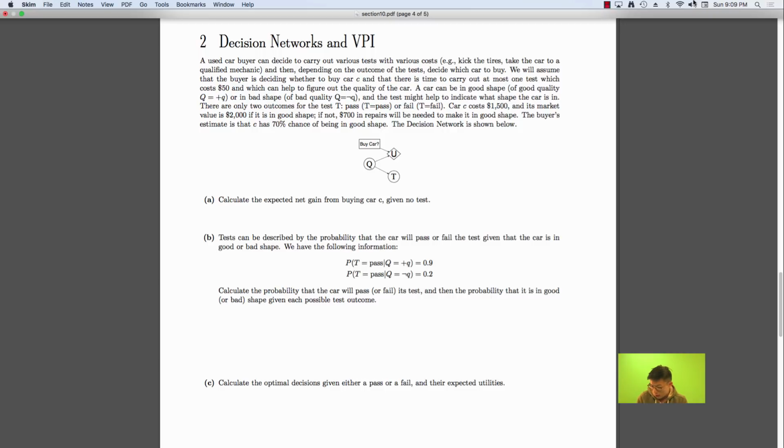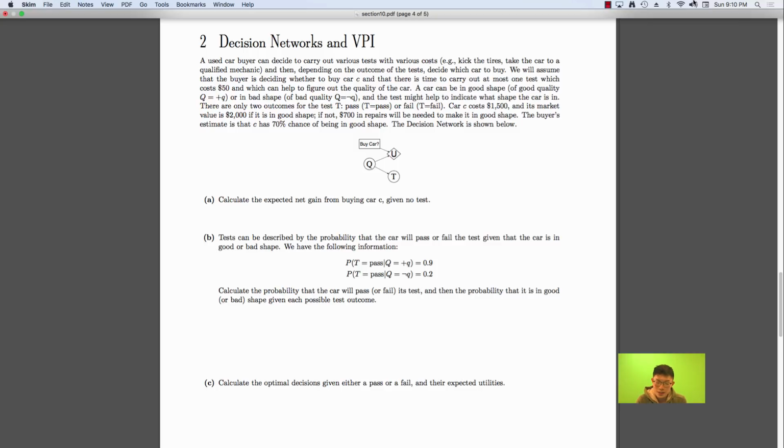So let's look at this specific problem. In this problem, there is someone trying to buy a car, and the car may be of good quality or it may be of bad quality. If it's of good quality, the car is worth $2,000. If it's not good, it will cost $700 to repair it in order to be in good shape. And buying the car will cost $1,500.